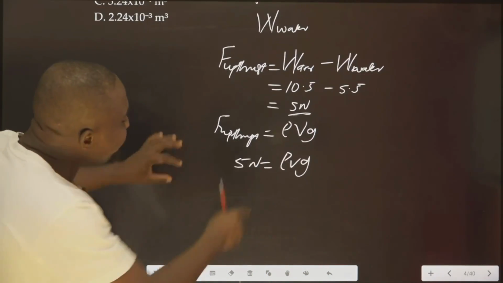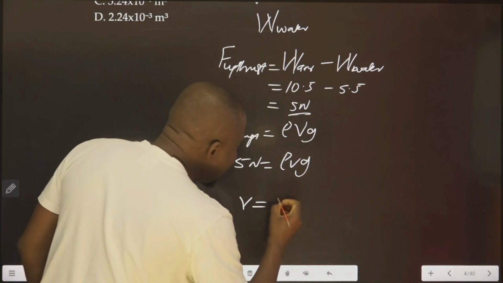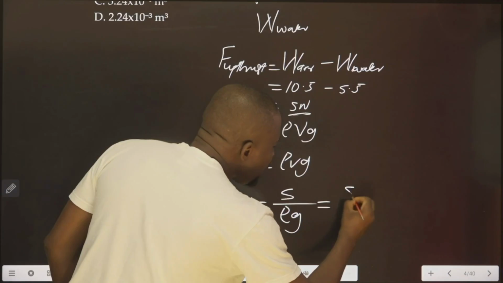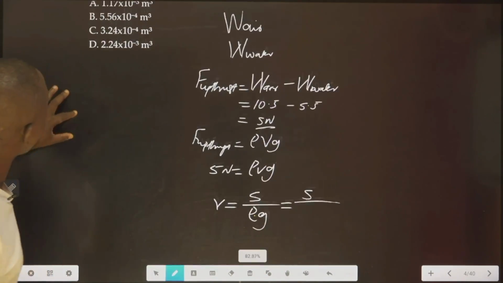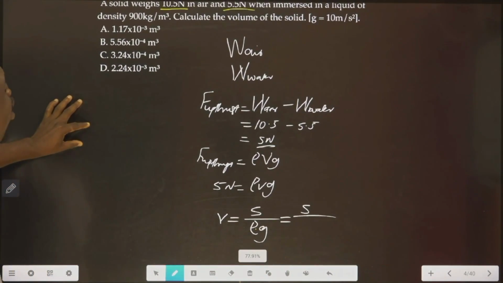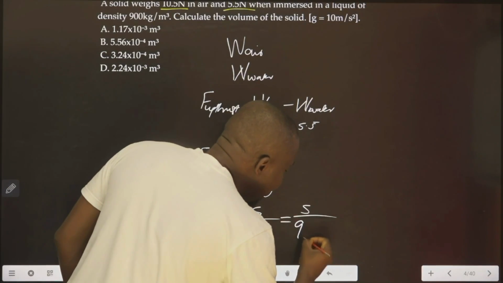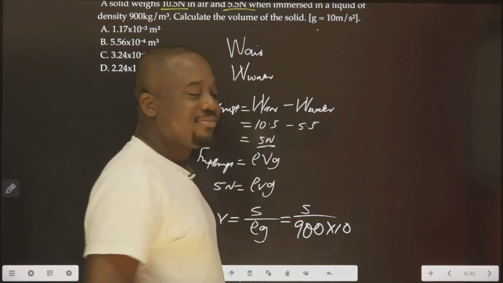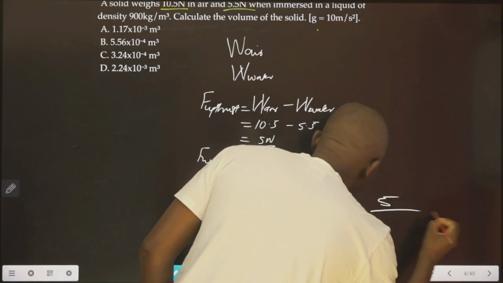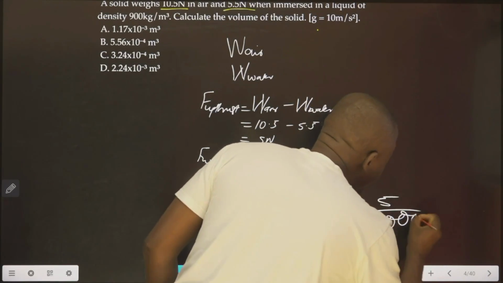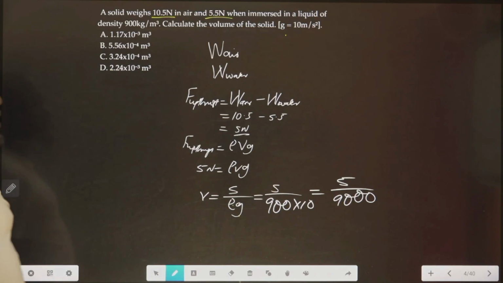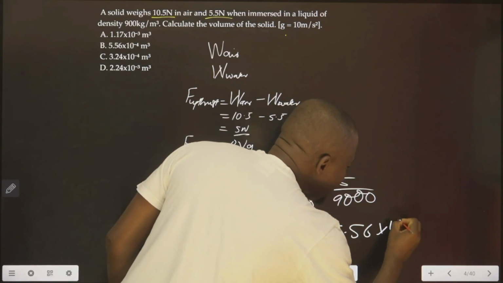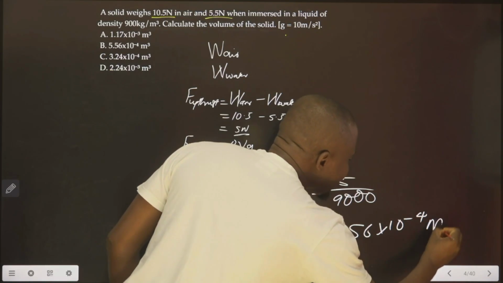All we are looking for is the volume. So volume here now is 5 over this and this. What is this? It is what is given to us to be 900, while this is 10. This is equals to 5 over 9,000. So once you calculate this now, you get 5.56 times 10 to the power minus 4 meter cube.